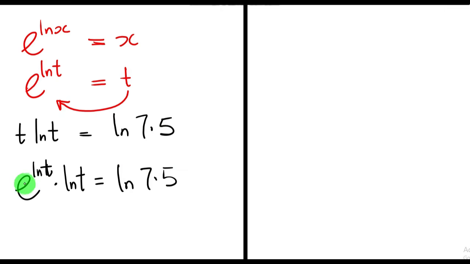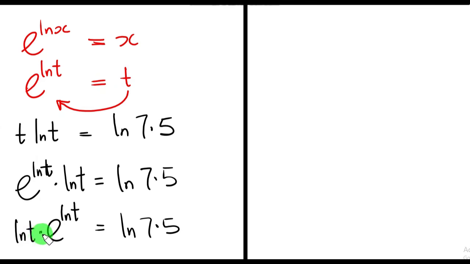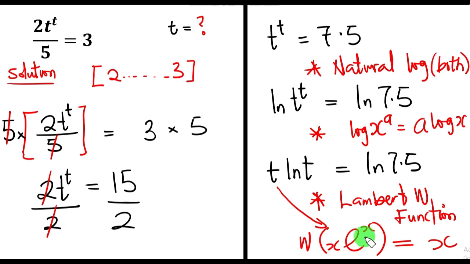The next thing I'm going to do is interchange the position of exponential ln t and ln t. I want to write ln t first, then exponential ln t, which is still equal to ln 7.5. Now we have a format exactly like x exponential of x, which is the exact format we have here. We have ln t here, and we also have ln t in the exponential, which means I can now apply the Lambert W function without any problem.